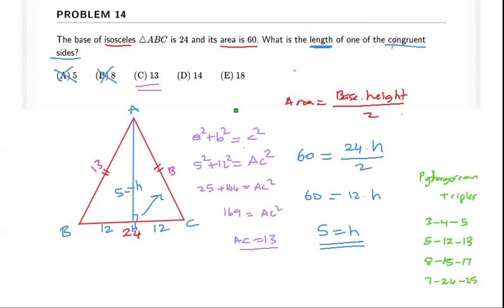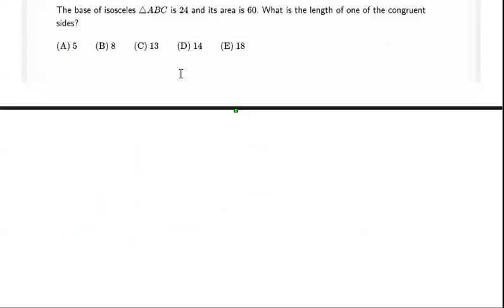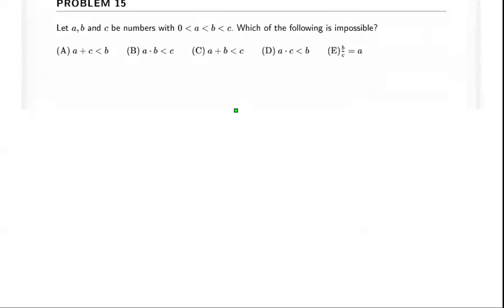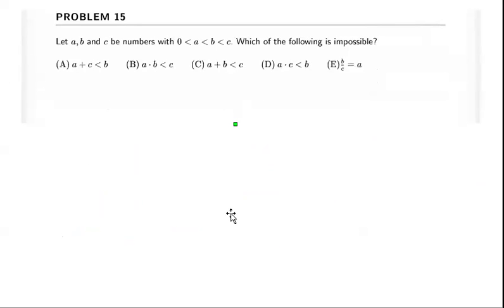So let's see the number 15. Let's start. We are given A, B, C are numbers, so they are some real values, right? It doesn't have to be an integer. And 0 is smaller than A, which is smaller than B, which is smaller than C, which means A, B, C are all positive numbers, which is kind of easier to deal with. And which of the following is not possible?